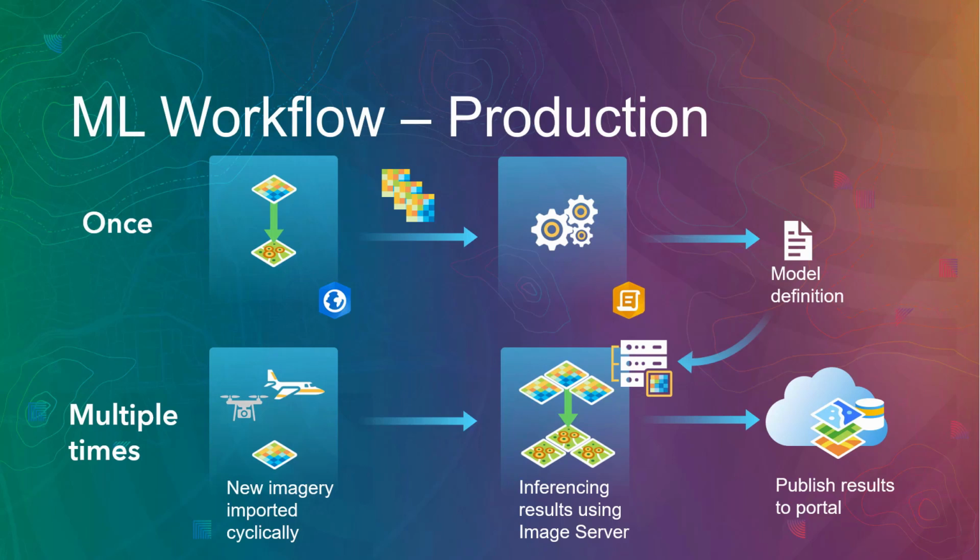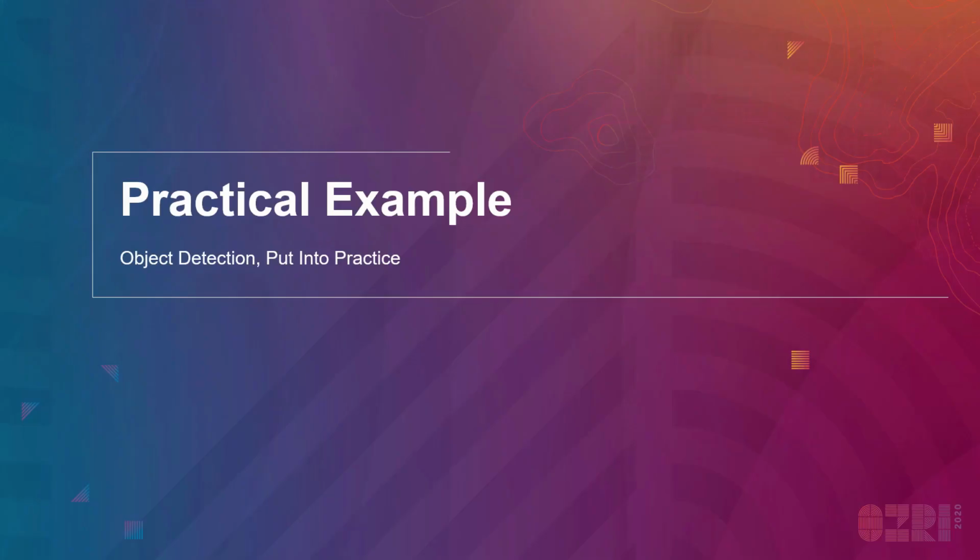Then, the ArcGIS Image Server will step in to perform the inferencing of our results with our model definition. Using the Image Server allows for the process to be much more automated and driven on a schedule that matches your business workflow needs. Awesome.